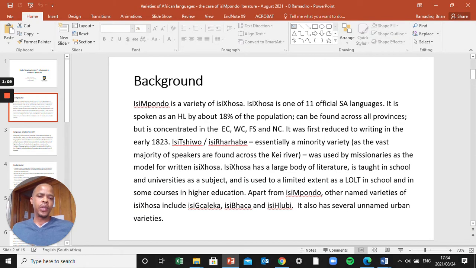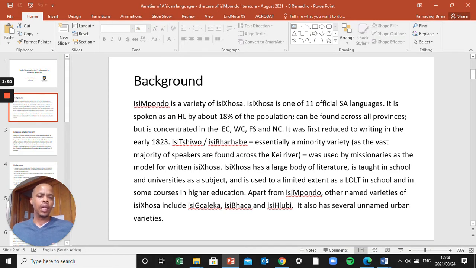The written isiXhosa is based on a variety of isiXhosa called isiChio, which was spoken originally in the west of the province of the Eastern Cape by essentially a small group of people in proportion to the rest of the isiXhosa speakers. And as you may know, the vast majority of users of isiXhosa as a home language are more in the eastern part of the province.